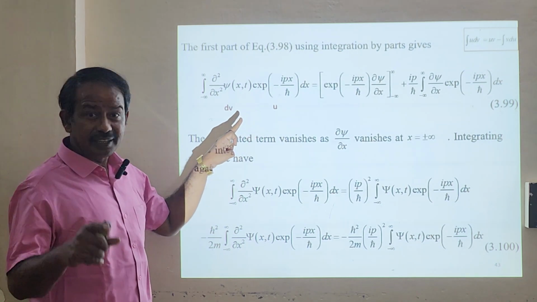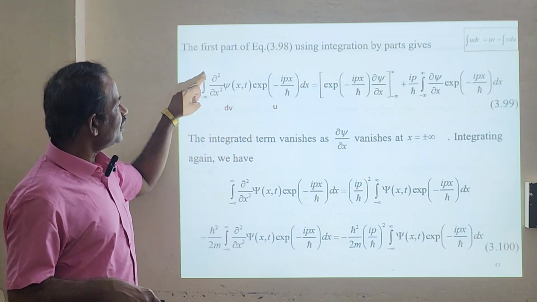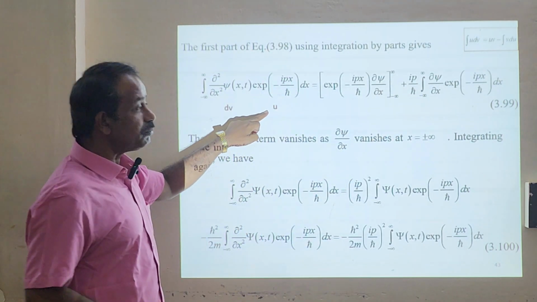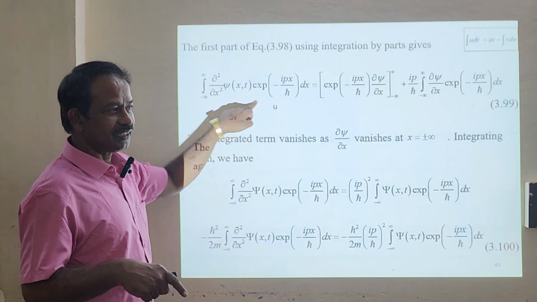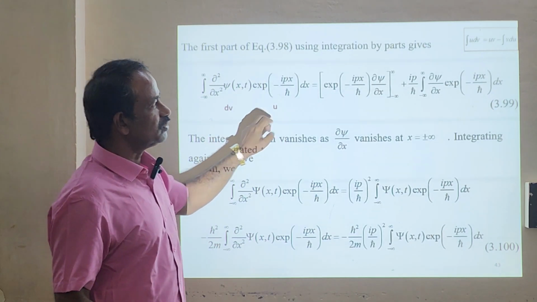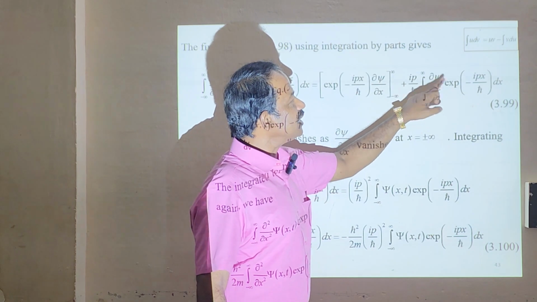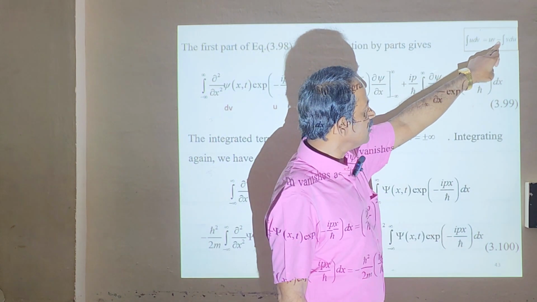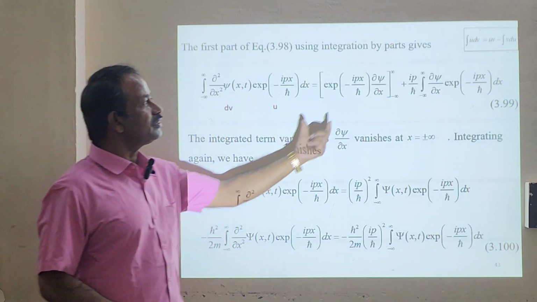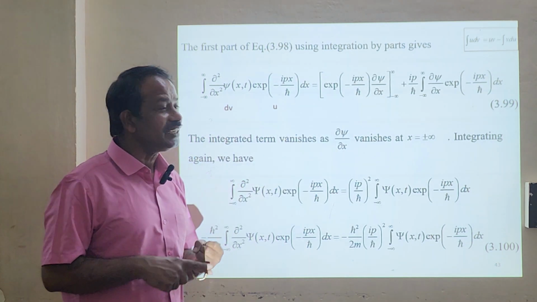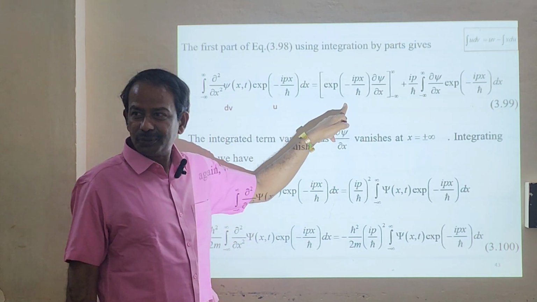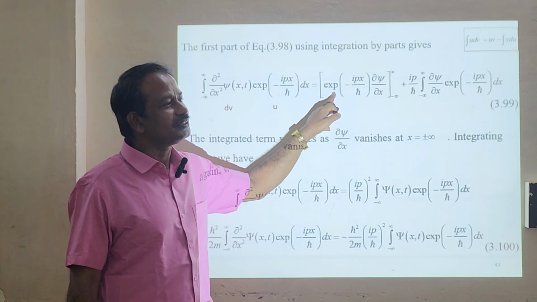So minus v du, your v will be same as d psi by dx. What would your du be? Du, you will have to differentiate with respect to x. So that will give you ip by h cross, and with the minus already there, minus minus gives plus. The same argument applies: psi and d psi by dx at infinity should disappear, so this term will become zero.